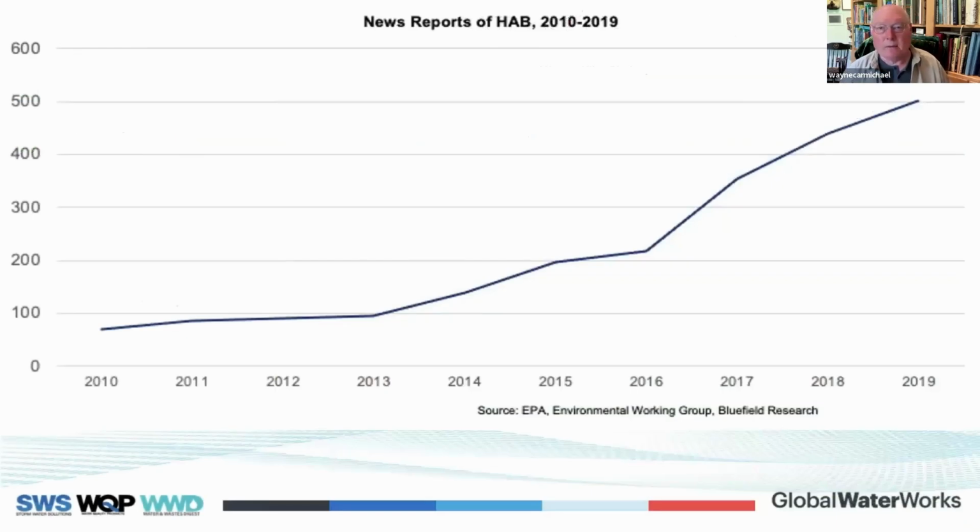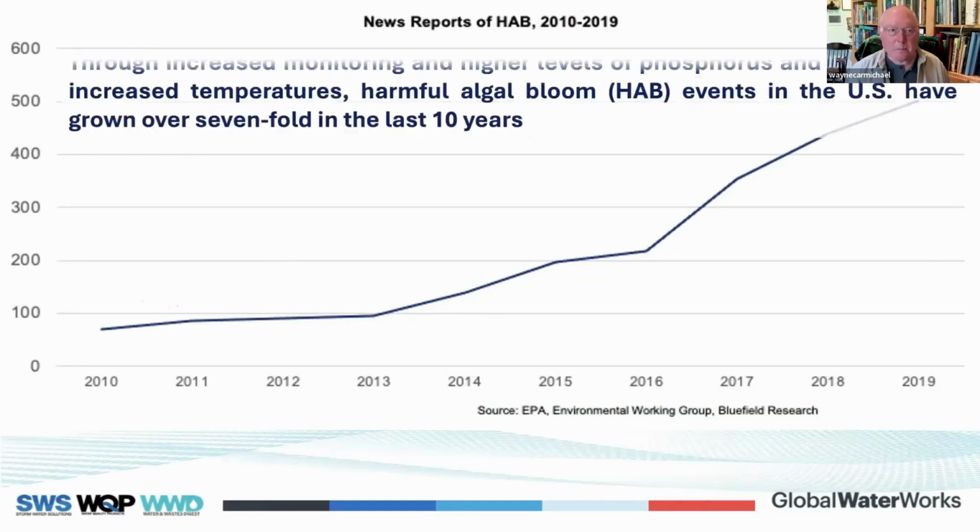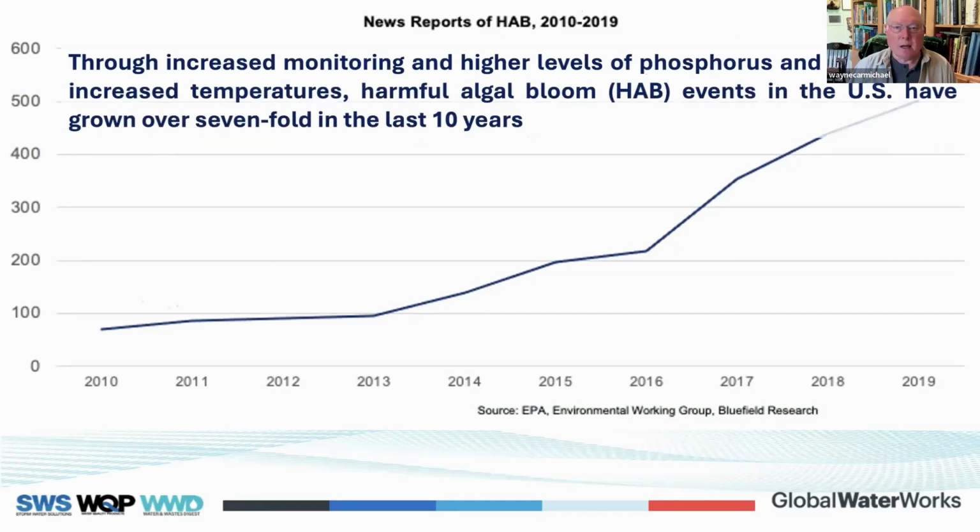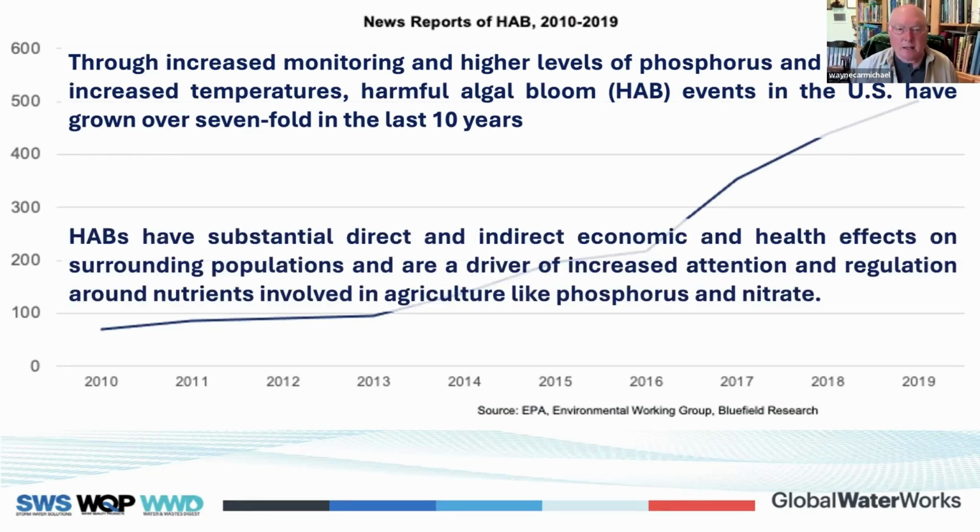News reports of HABs from about 2010 to 2019 show a steady increase. It's largely through increased monitoring, but also the increasing levels of phosphorus and nitrogen, along with increased temperatures and global warming, and harmful algal bloom events have grown about 7-fold. And this is a conservative number in reality. These HABs have substantial direct and indirect economic and health effects, drivers of increased attention and regulation around nutrients, especially agriculture, so phosphorus and nitrogen.